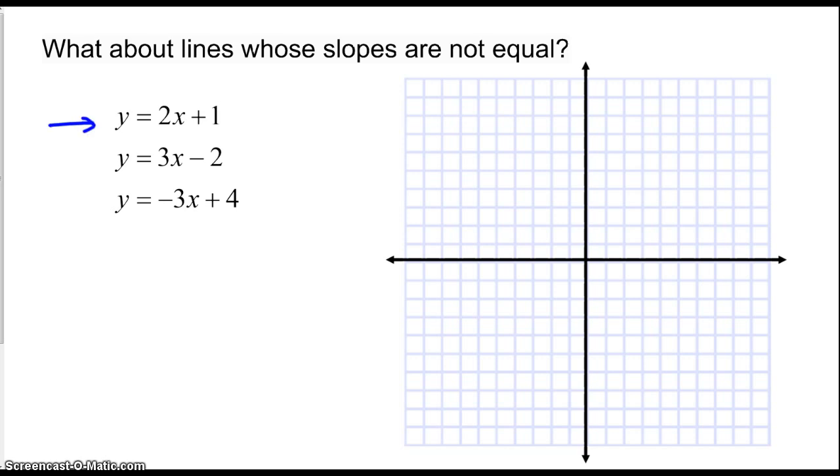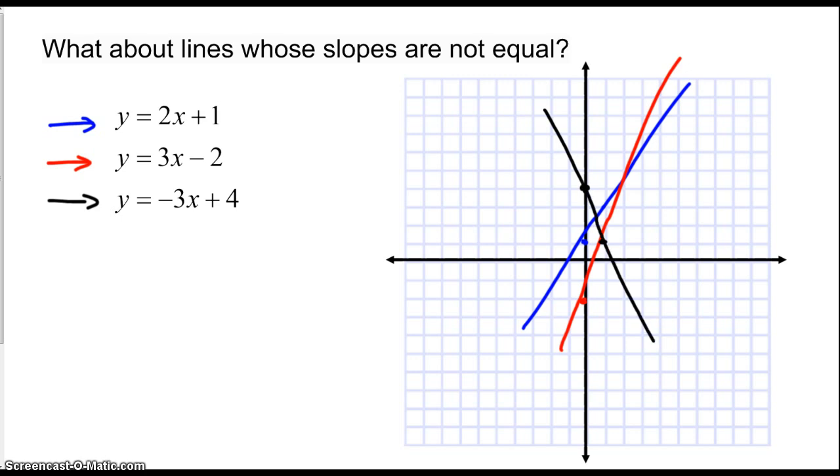Okay, here's a line. Let's see, y-intercept is 1, slope is 2. So that one looks roughly like this. Let's see, this one right here, y-intercept is -2, slope is +3, so up 3 over 1, so something like that, okay? And then this one, let's see, +4 for the intercept, 1, 2, 3, 4, -3 for the slope, down 3 over 1, something like that. All right, so these are definitely not parallel.